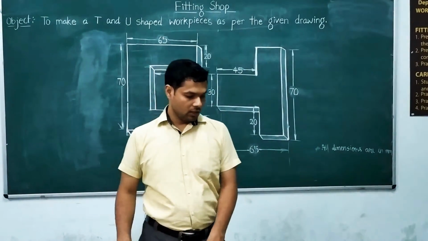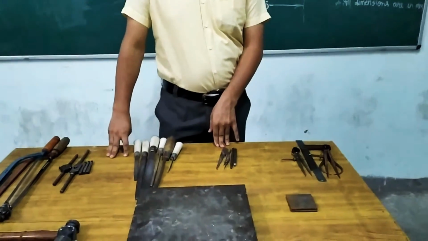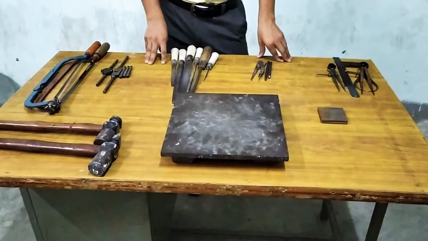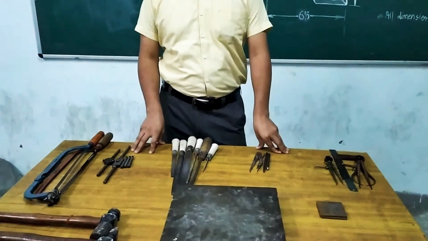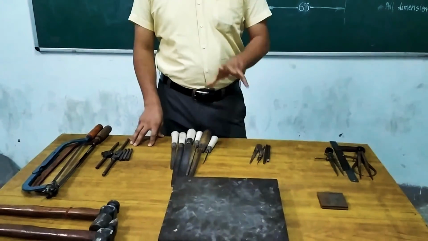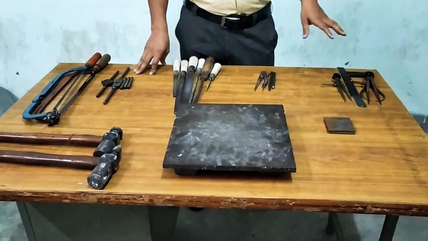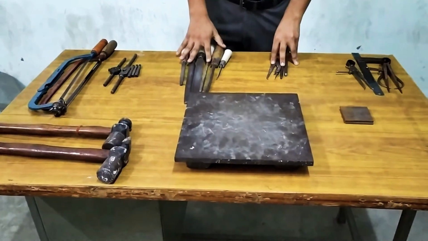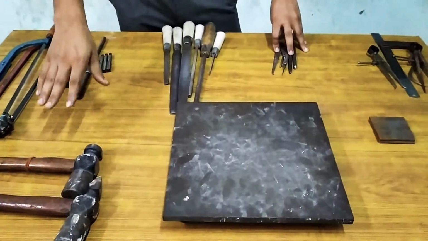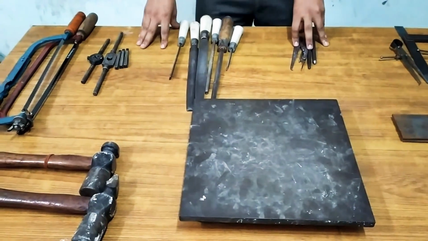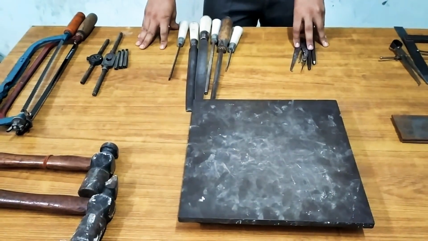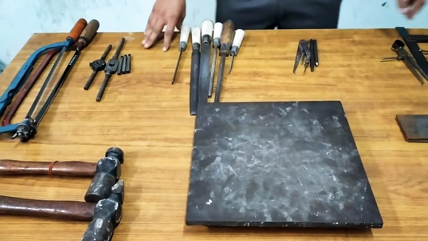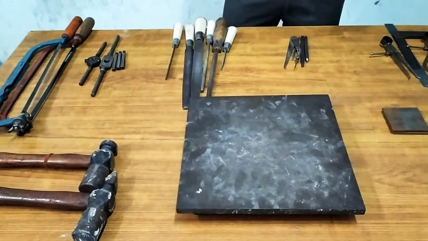Okay. So in this shop, we have totally 6 types of tools which are generally used. The tools are categorized as measuring tools, marking tools, finishing tools, cutting tools, striking tools, and the last one is clamping tool or holding tool. Okay, so one by one we will see the tools in each category.